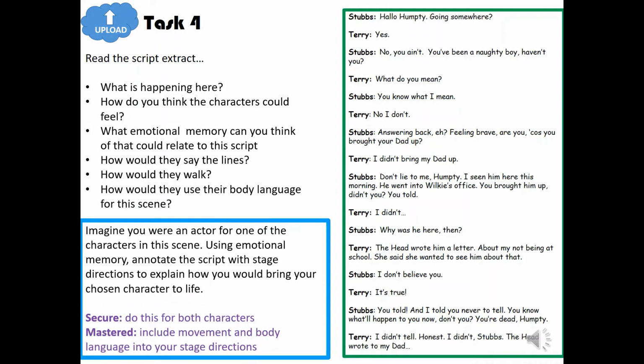So your task, imagine you were an actor for one of these characters. So you're either Stubbs or you're Terry. And you're going to write stage directions using emotional memory to explain how you bring your chosen character to life. So Secured and Mastered students will do the same task, but Secured, you'll do this for both characters. So you'll be Stubbs and Terry. And Mastered students, you're going to include movement and body language in your stage directions. So before you begin, just have a look, listen to the examples.